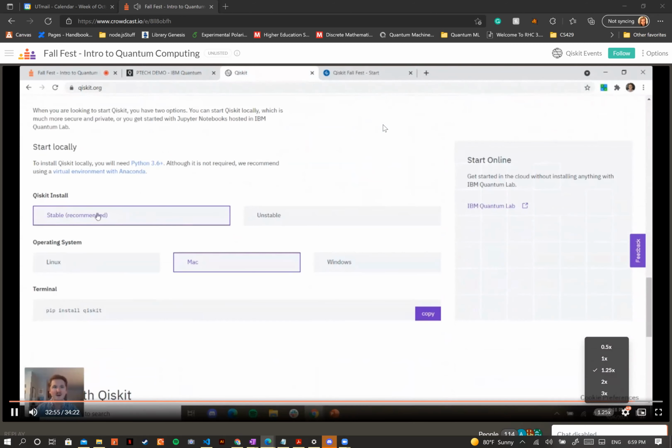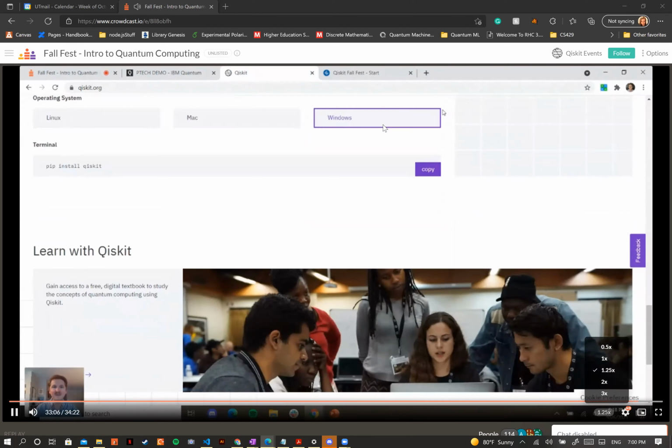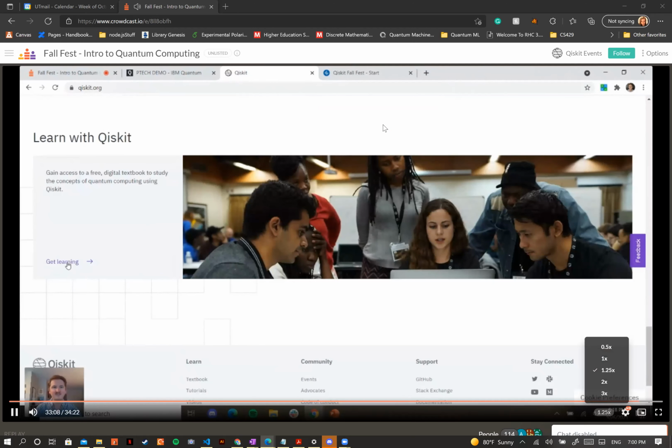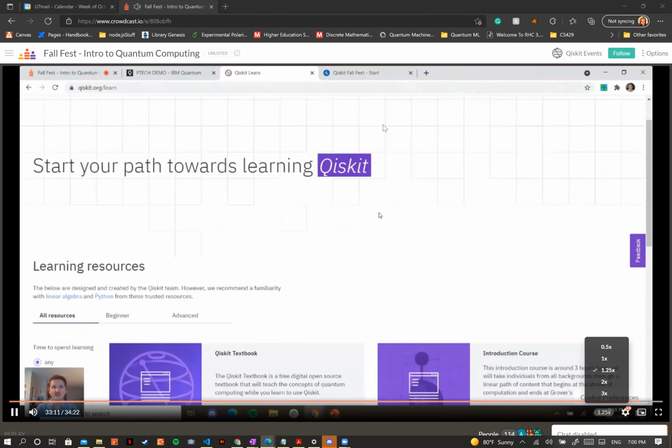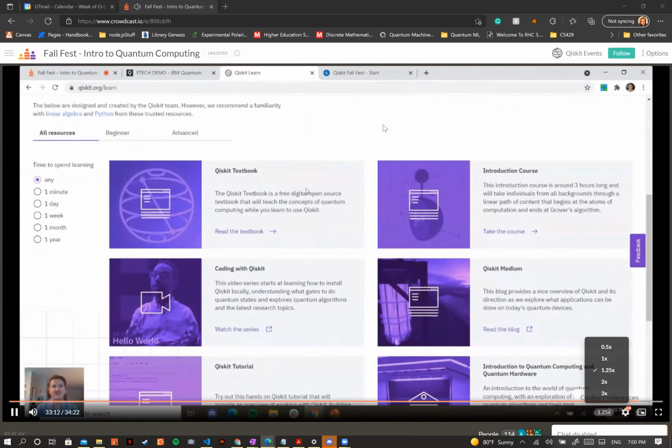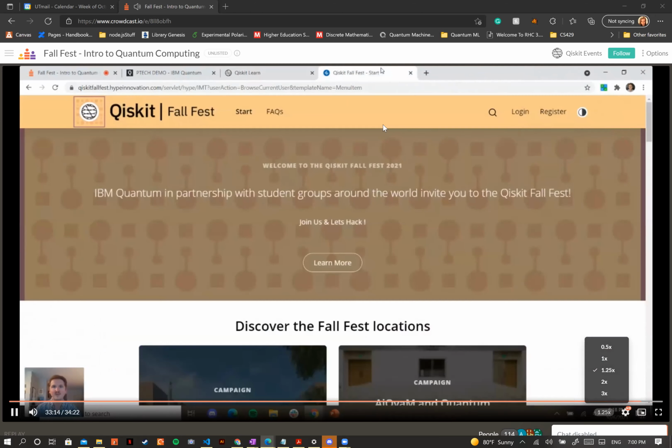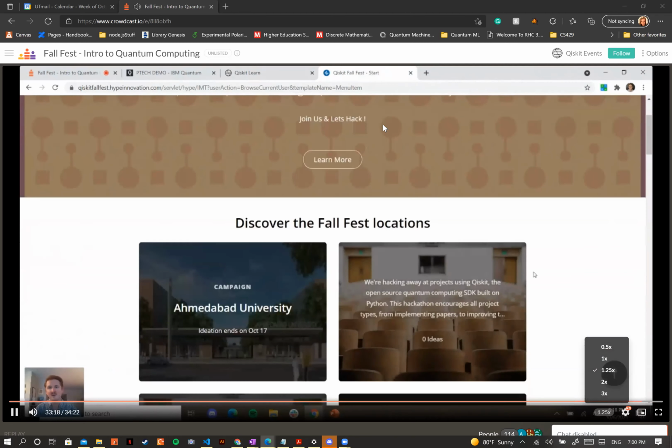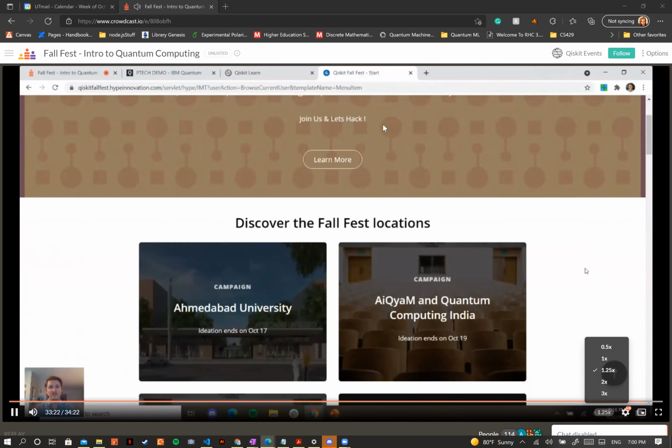This will tell you exactly how to download Qiskit, the stable install on whatever your operating system is. Or you can even just do it all through the cloud. Finally, once you've got everything set up on your computer, once you've learned about Qiskit using qiskit.org/learn, at the Fall Fest you want to make sure to work with the team and build something awesome. Whether it's something big, something small, whether you're fixing a bug or trying something new that no one's ever done before, we are super excited to see whatever it may be.